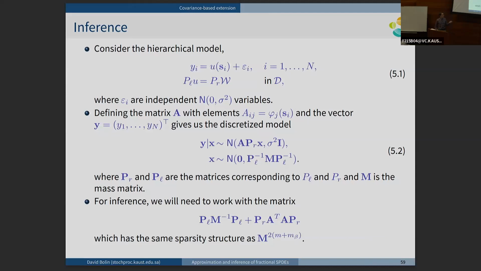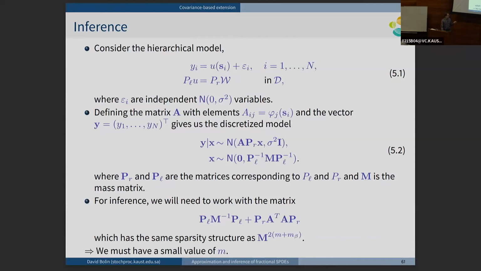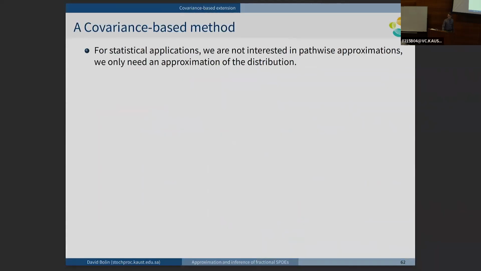And worse, it quickly becomes ill-conditioned numerically, essentially because the condition number here will basically work like the condition number of the stiffness matrix to some power. Right? So if you want to do inference, you actually must have a quite small value of m here for this to be numerically stable. So that has been a bit annoying, and we have been thinking about ways of getting around this.